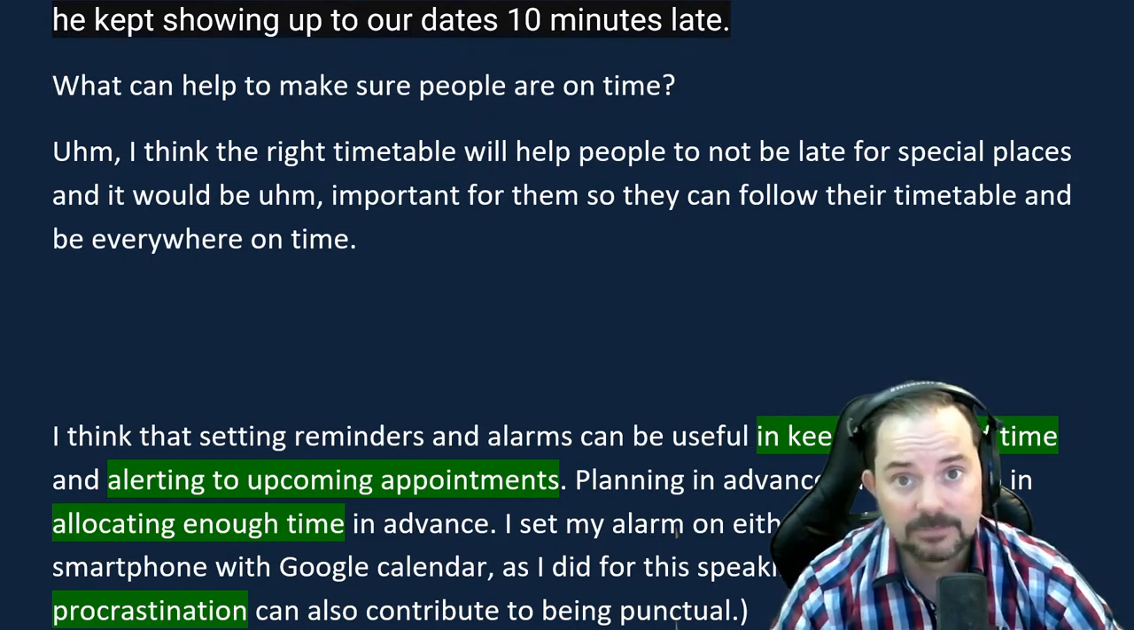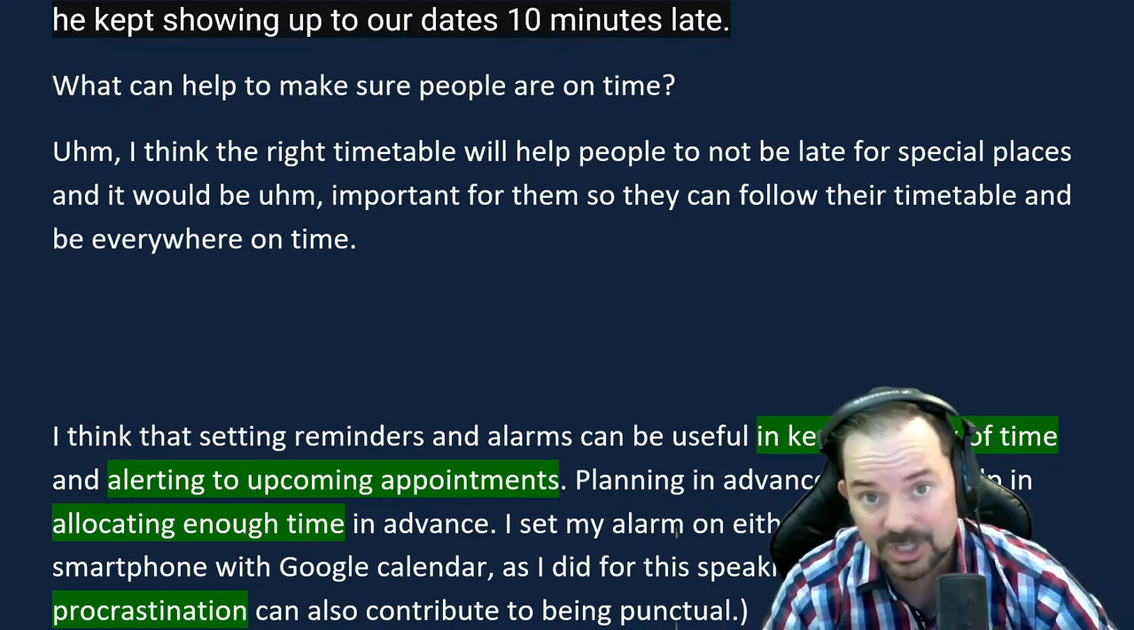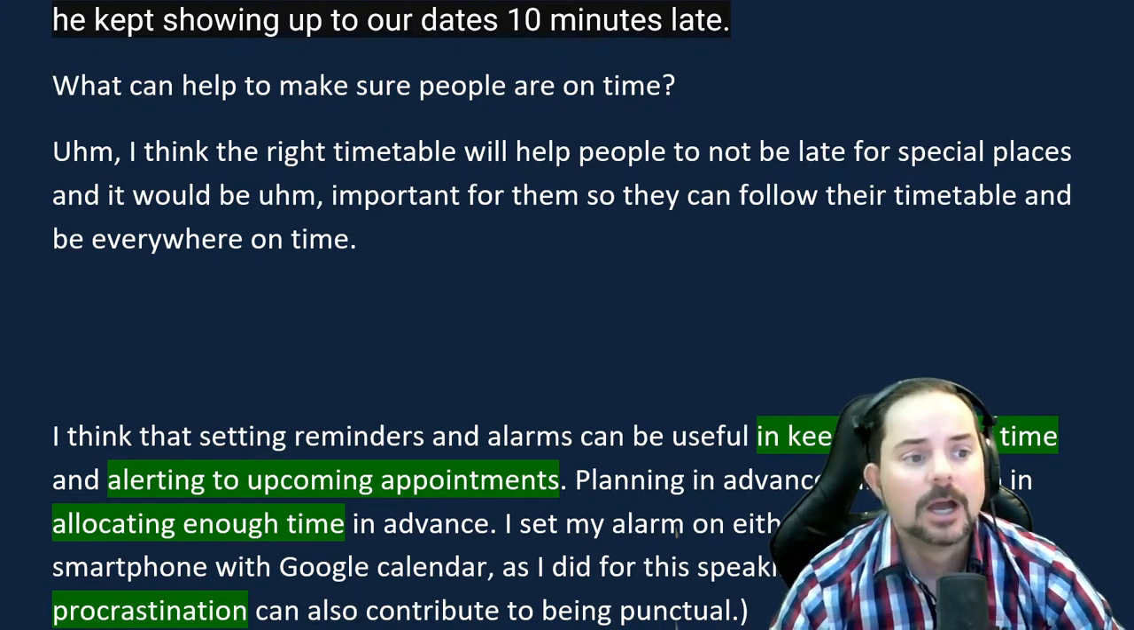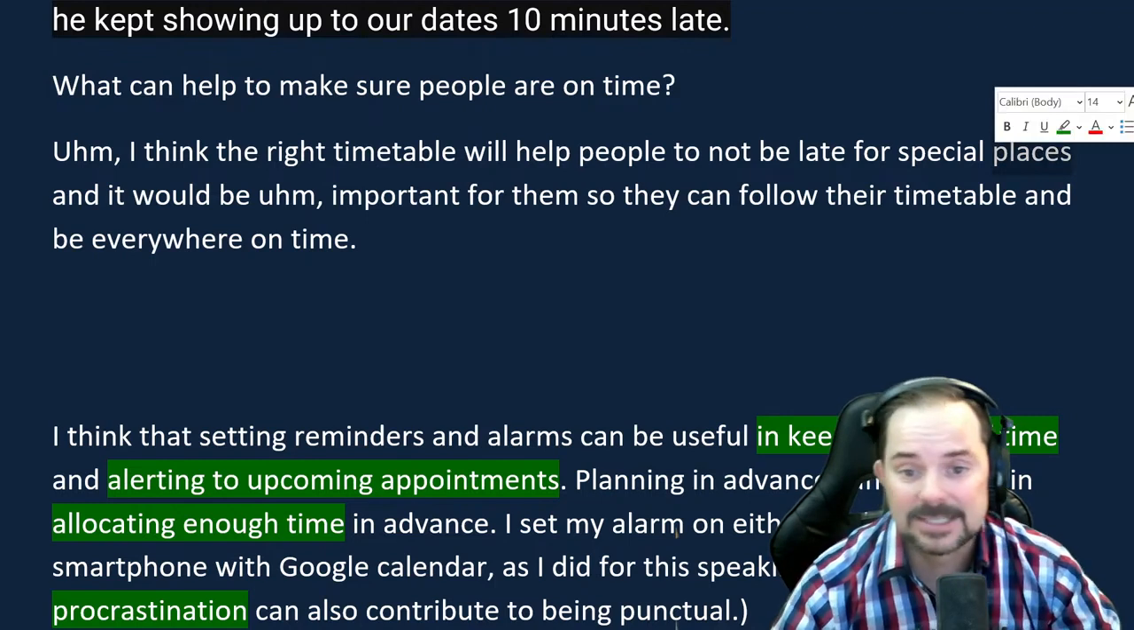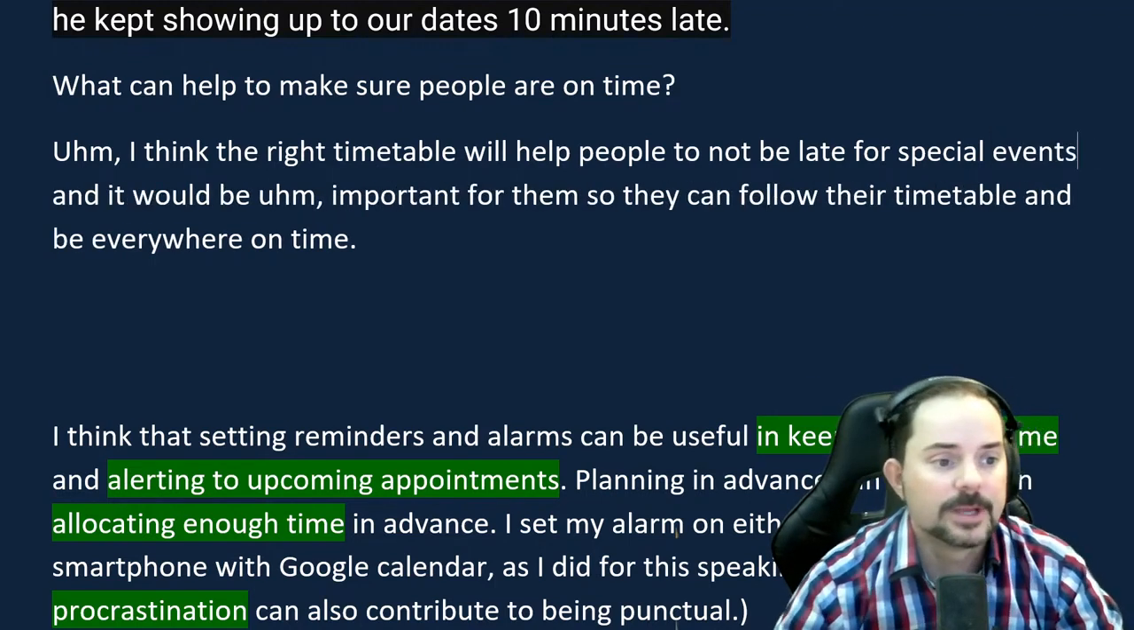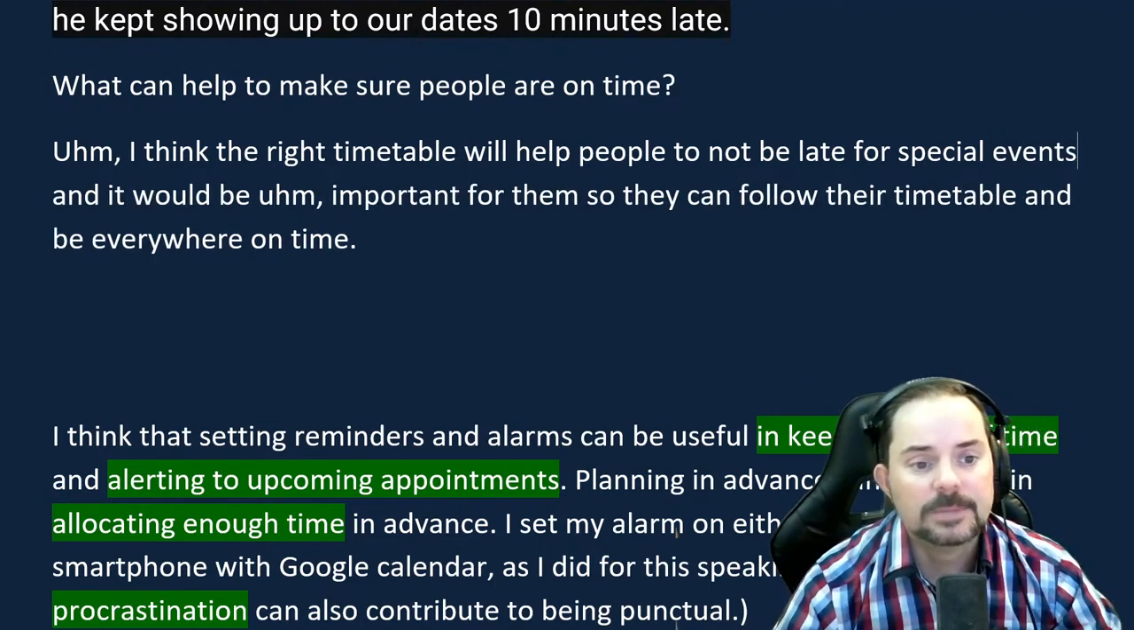Like, I have to know that you're answering the question accurately, right? So what can help to make sure people are on time? You said, I think the right timetable will help people to not be late for special places. So it's not special places, but special events, right? Yes. Right. And then you said, and it would be important for them so that they can follow their timetable.